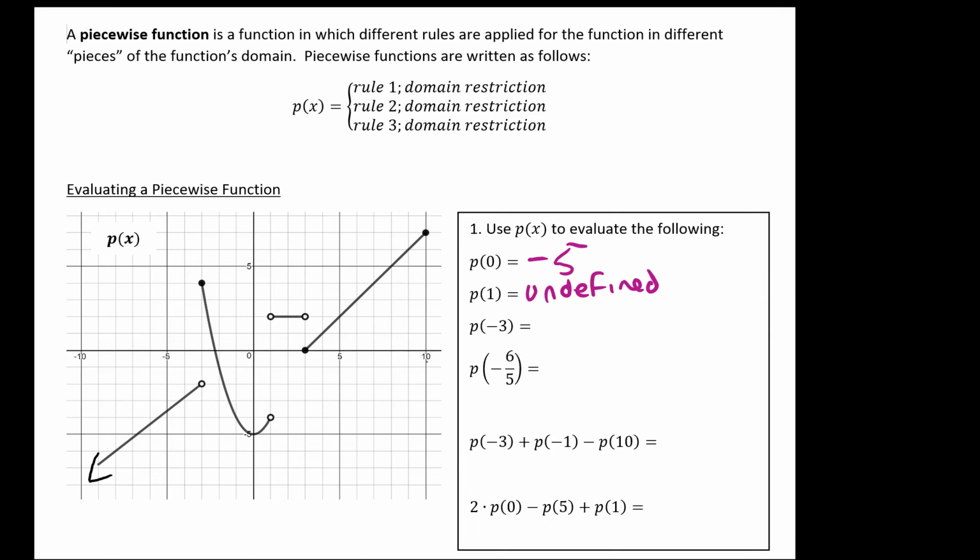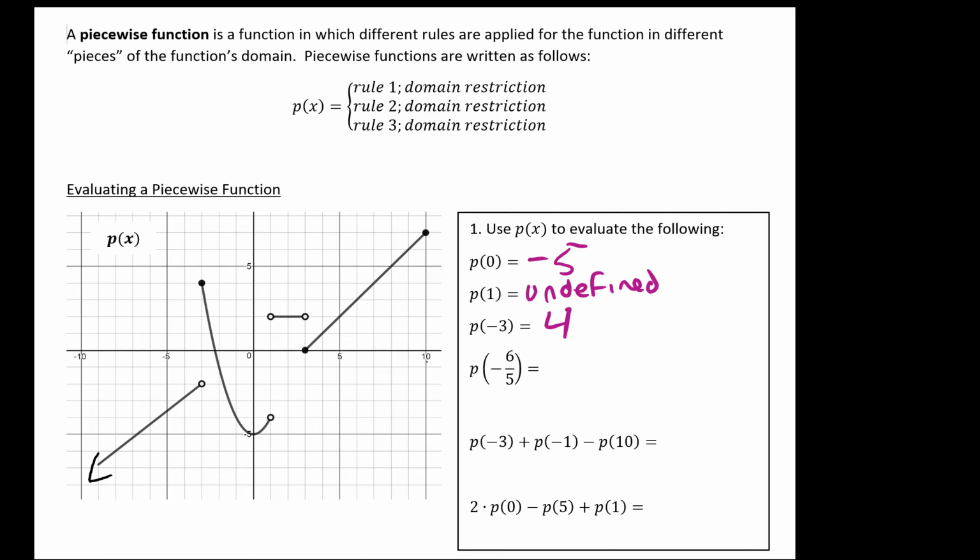Okay, how about P of -3? So at -3, which is right here, we get these 2 values, right? This open circle and this closed one. So which one is the answer? 4. We always take the closed one. At -3, this open point is undefined, right? It's not a part of the domain there, but this one is, right? So P of -3 is 4, okay?